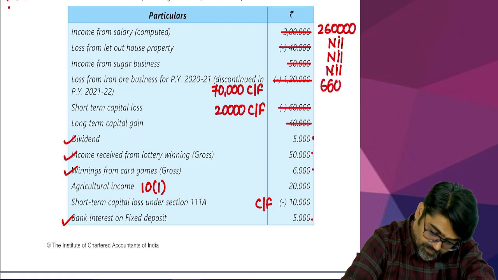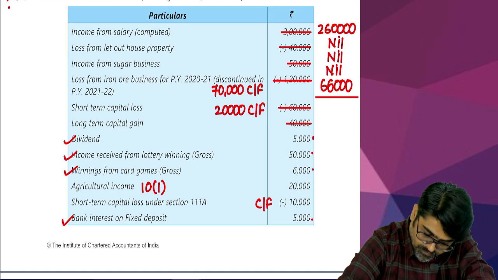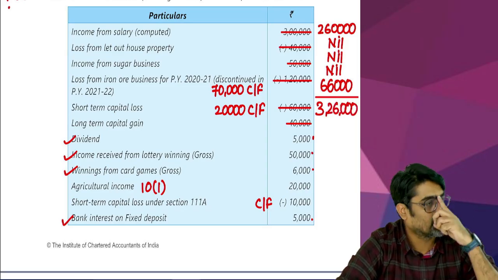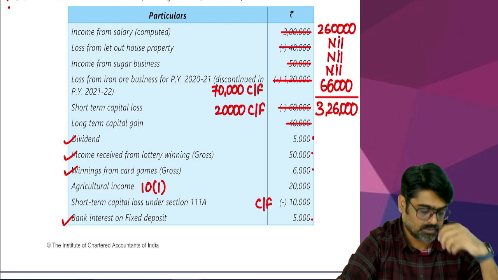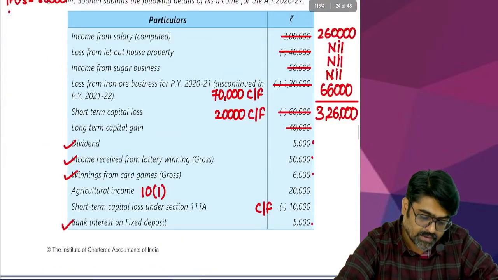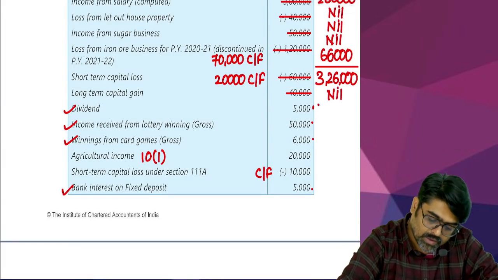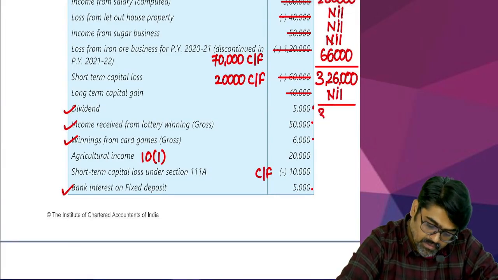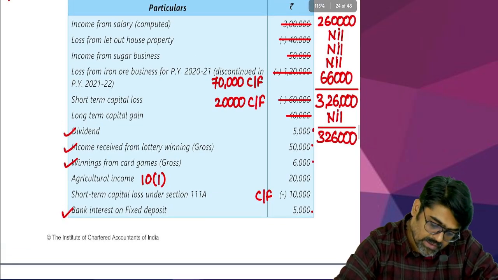60. Done, sir. Calculate. 3 lakh 20. This is your GTI. That is what they were telling, no? They are telling you to calculate total income. Now from this GTI, any chapter 6 deduction? No. So your total income will be 3,26,000. Yes or no? And which losses you will carry forward?